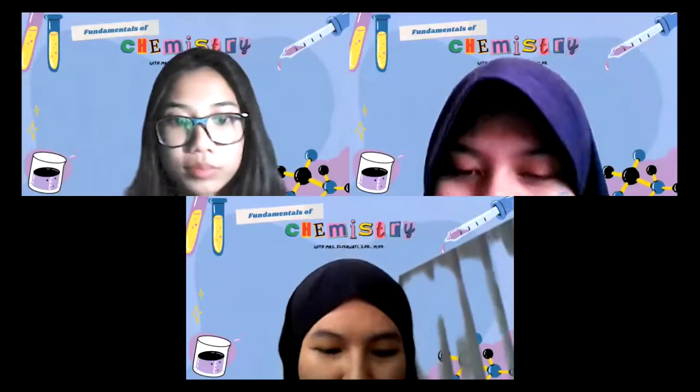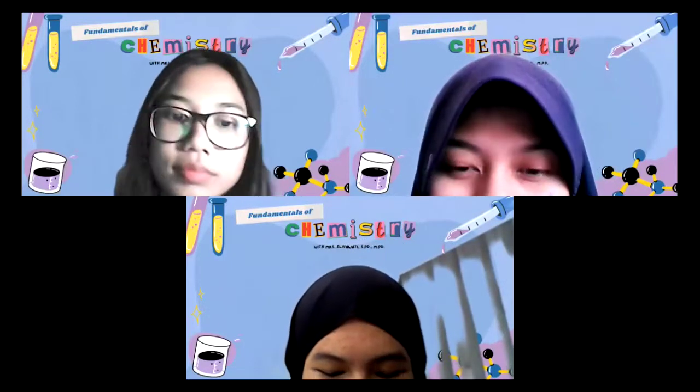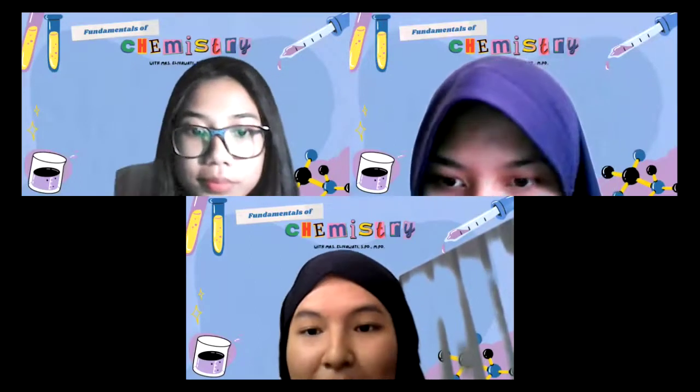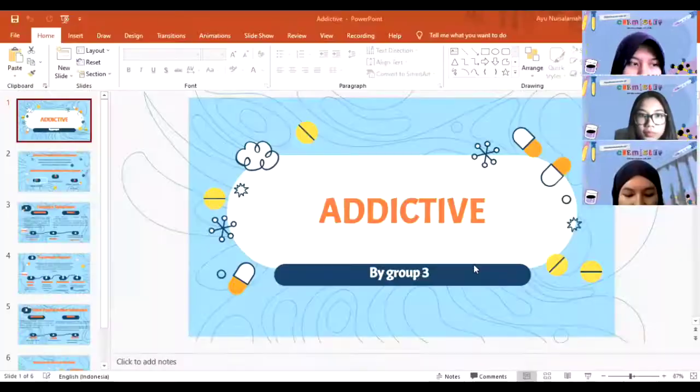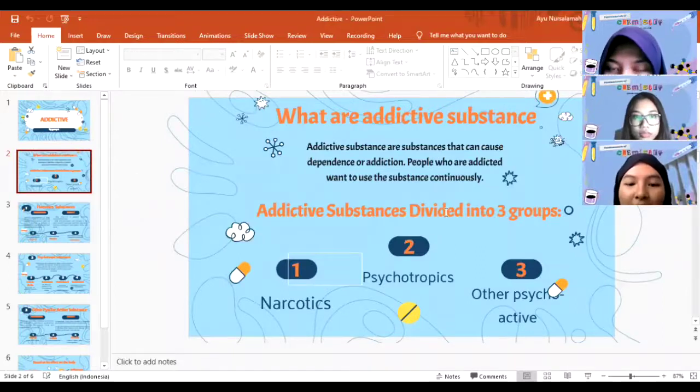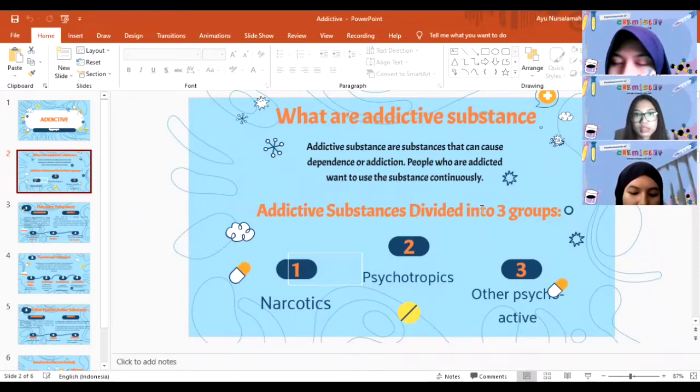Okay, so now I will be explaining about addictive. Okay, so what are addictive substances? Addictive substances are substances that can cause dependence or addiction. People who are addicted want to use the substance continuously. Addiction is the feeling when you have used or consumed something continuously and it's difficult to stop it.